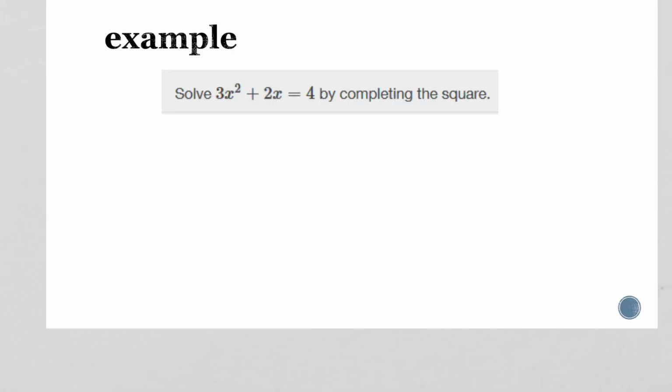All right, last example. And this one is very similar to that last one. Again, I can't factor a GCF out of any of these. So what I have to do is I have to divide everything by 3 so that my leading coefficient is 1. So I'm left with x squared plus 2/3 x equals 4/3.